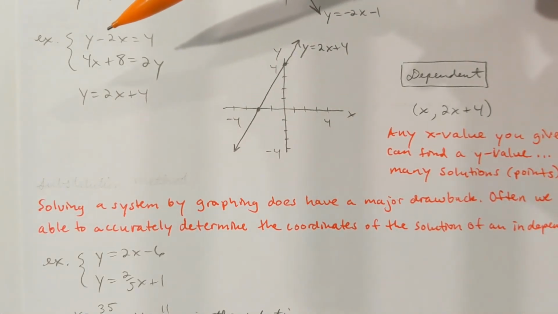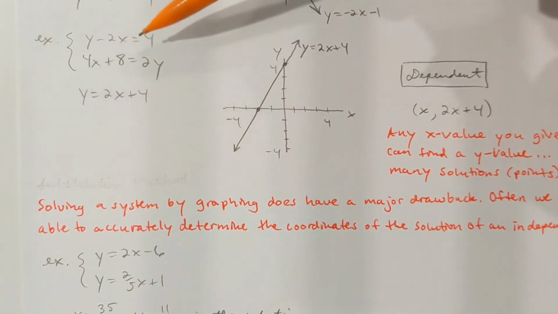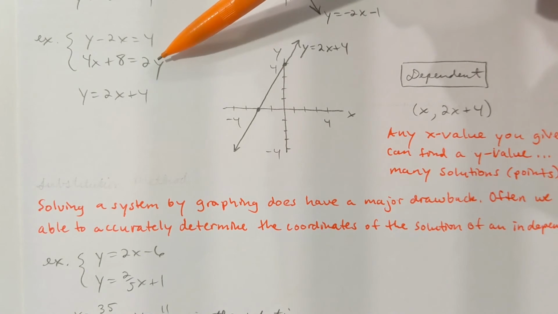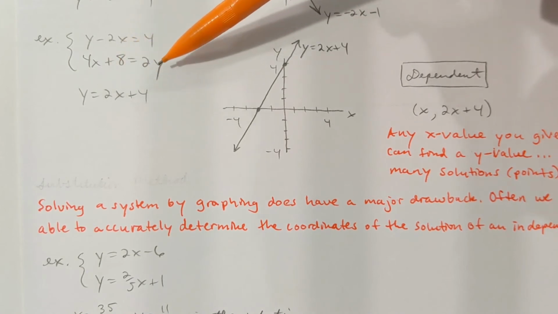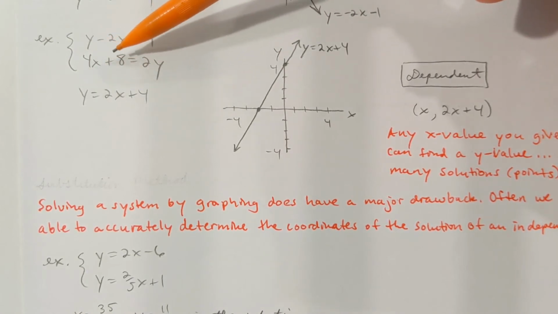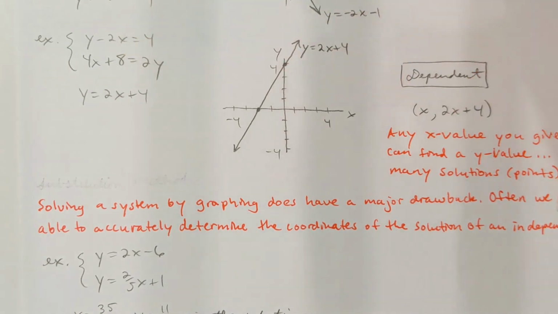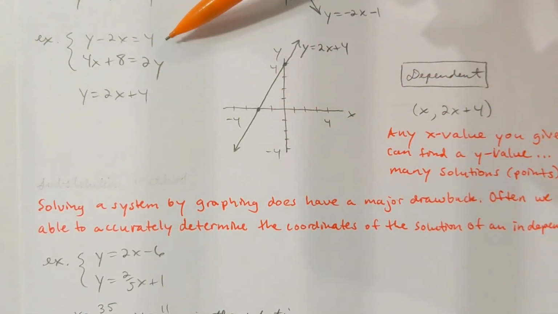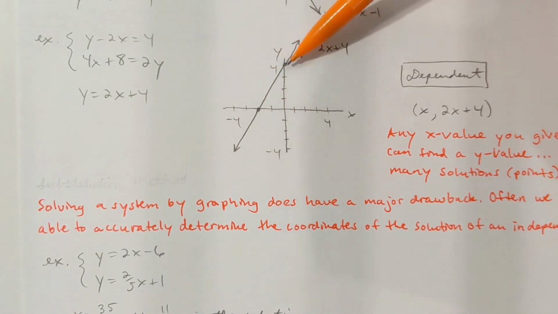So if I rewrite the top equation into slope-intercept form, add 2x to both sides, I get y = 2x + 4. In the bottom equation, if I divide by 2 on both sides, I'll have y = 2x + 4. Okay, so I'm going to draw that first line here, y = 2x + 4. Here's (0, 4). I'll use that as a start point and work off the slope.